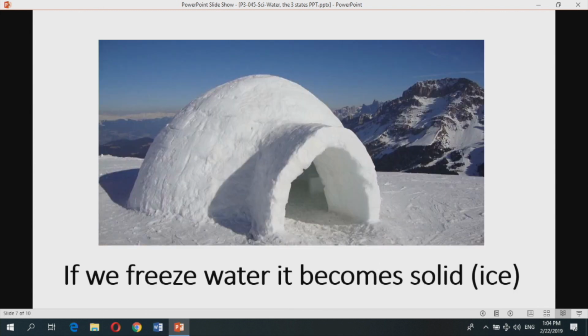If we freeze water, it becomes solid in the form of ice. Yes, when it's water, it's a liquid, but water becomes hard, it becomes solid. Do you know what this is? Igloo. Yes, this is a house for people who live in the North Pole. They have their houses made of ice.